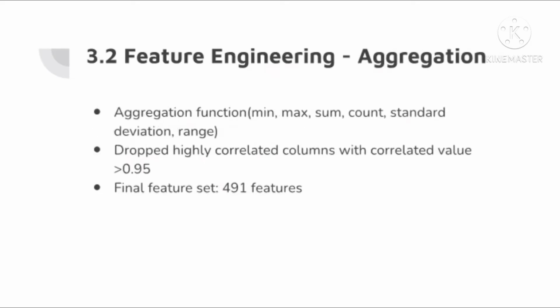Next, to incorporate the individual data to household level, we aggregated each individual variable by grouping using their household ID and used various aggregation functions including min, max, sum, count, standard deviation and range on each individual variable. Finally, we dropped all highly correlated columns with correlation value greater than 0.95 and merged the remaining features with the household level features. After feature engineering, the final feature set has 491 features.